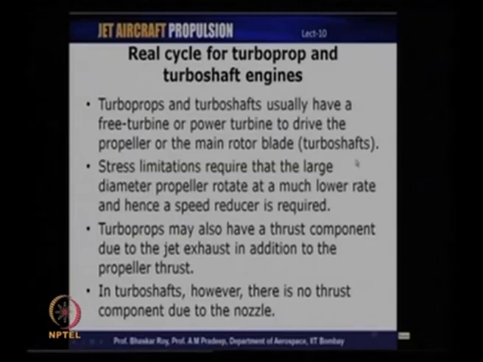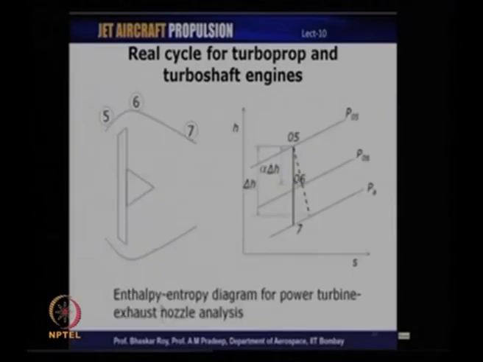Turboprops and turboshafts usually have a free turbine or a power turbine which drives the propeller, or a main rotor blade in the case of turboshaft. There may be a gearbox, because propellers cannot run at very high speeds, and turboprops may have an additional thrust component because of jet exhaust. Turboshafts of course do not have any additional thrust because of the nozzle. Now, we will just take up the difference in turboprop or turboshaft as compared to the turbojet, which is basically the power turbine, which is why I have shown only the power turbine here, between stations 5 and 6.